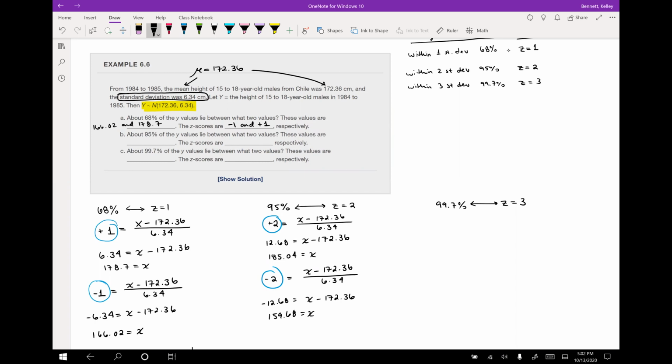For the next part, 95% lie between 159.68 and 185.04. Z-scores are -2 and +2 respectively. So you can go ahead and solve it for when z equals 3. It's the exact same thing. I'll leave it to you.